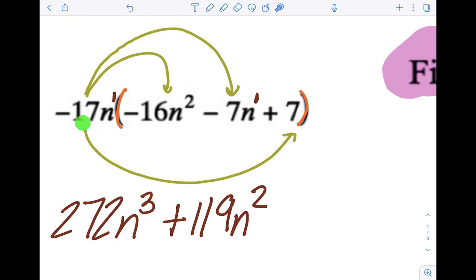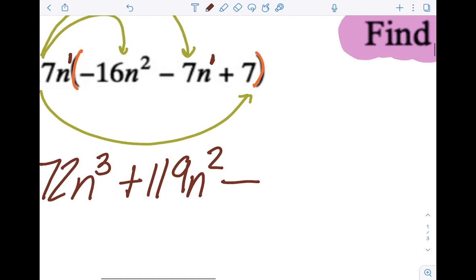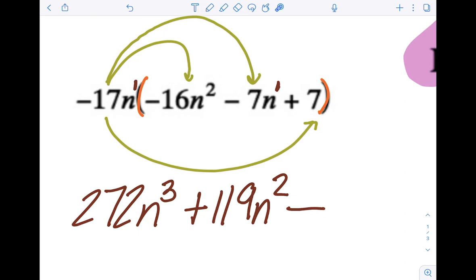Finally, we're going to multiply negative 17n times positive 7. So a negative times a positive is a negative, right? 17 times 7, we know is 119, because we just did this. So it's negative 119.